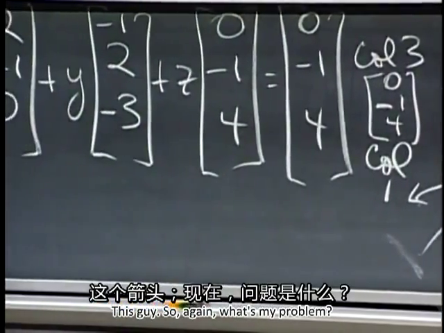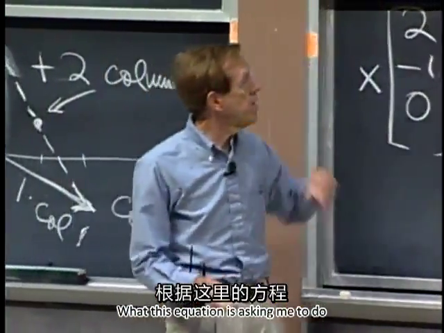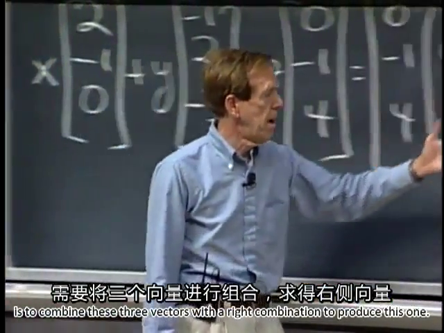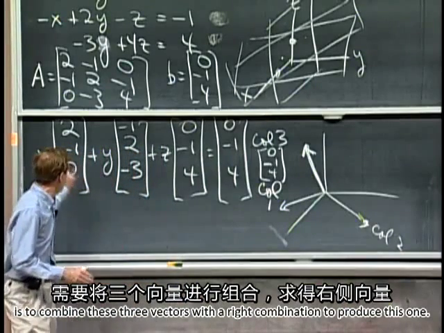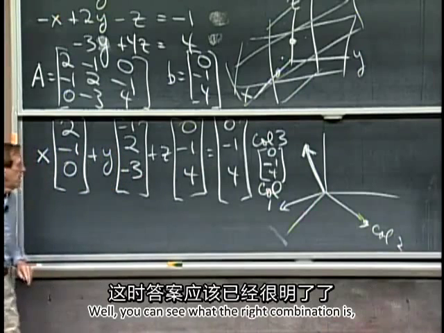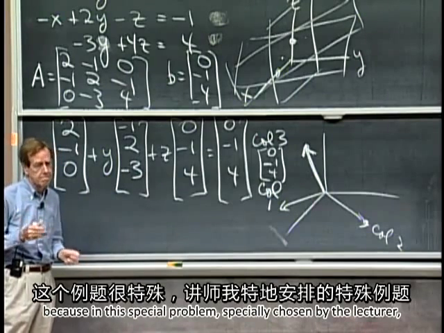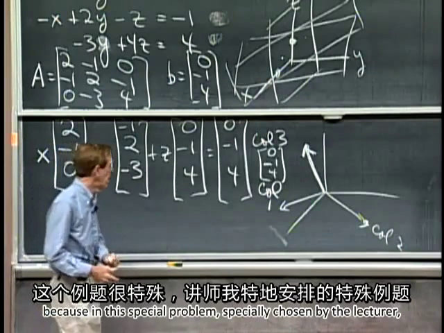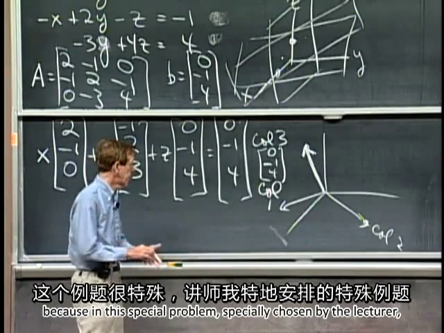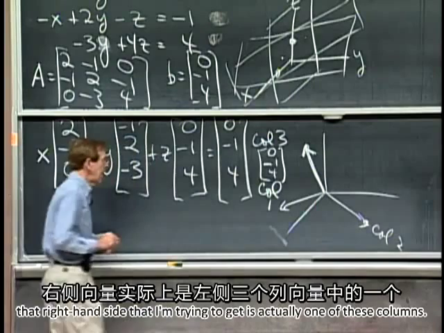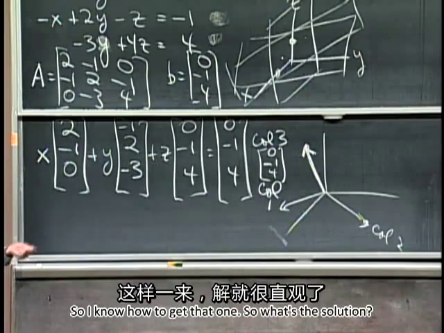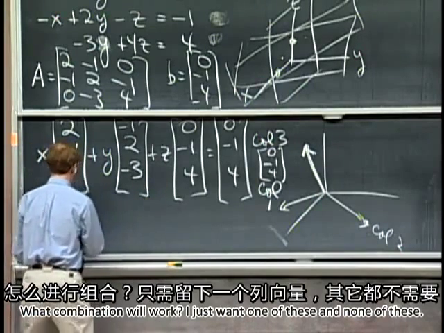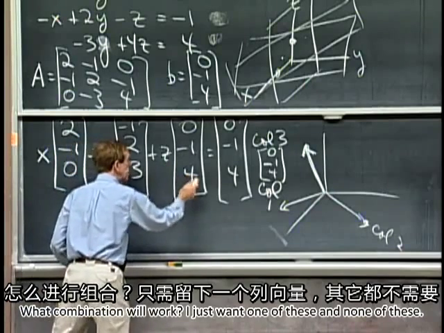So again, what's my problem? What this equation is asking me to do is to combine these 3 vectors with the right combination to produce this one. Well, you can see what the right combination is, because in this special problem, specially chosen by the lecturer, that right-hand side that I'm trying to get is actually one of these columns. So I know how to get that one. So what's the solution? What combination will work? I just want one of these and none of these.